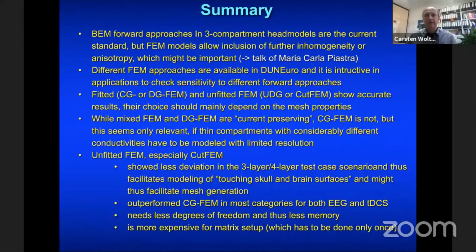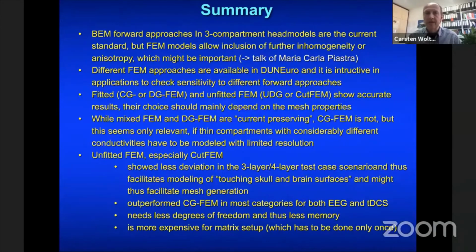So let's summarize everything I have shown to you. BEM approaches in 3-compartment head models are the current standard in EEG and MEG. In TES and TMS, FEM models are the standard. It's interesting. It has historical reasons, I think, why different numerical approaches dominate different areas. It should be said that a 3-compartment FEM model is nearly as good as a 3-compartment BEM model. The best FEM approaches are always 1 or 2% less good than the best BEM approaches, but they also do a good job on 3-compartment models.